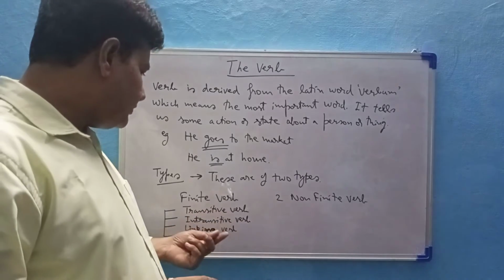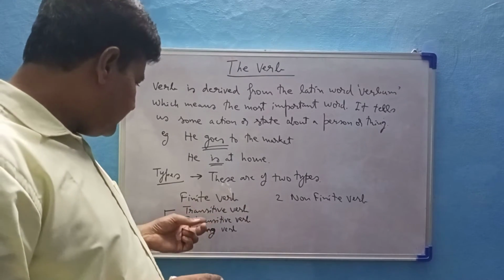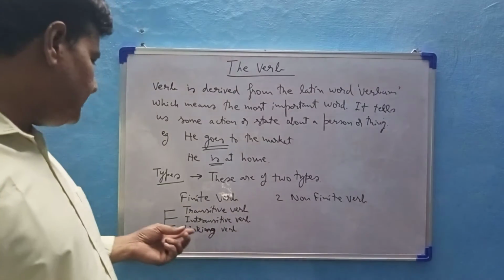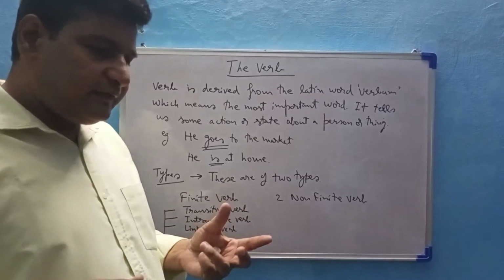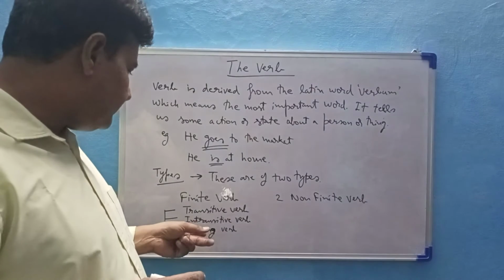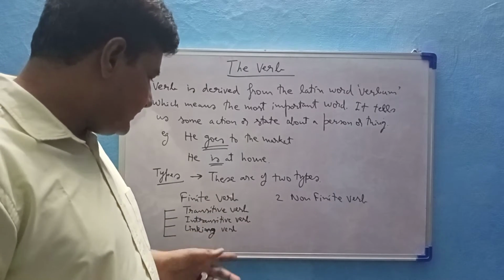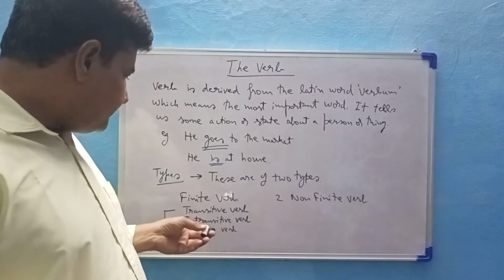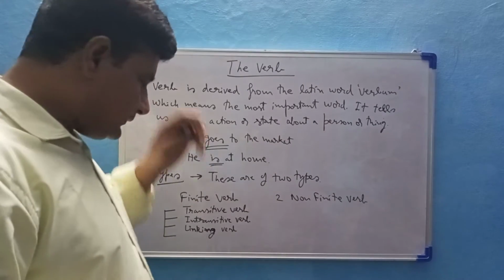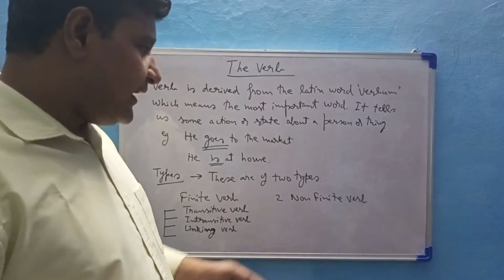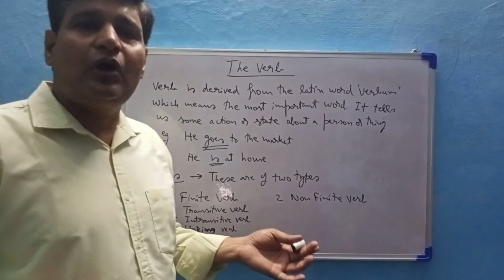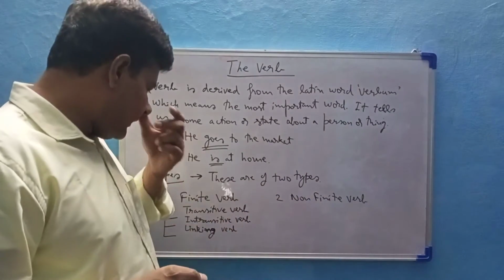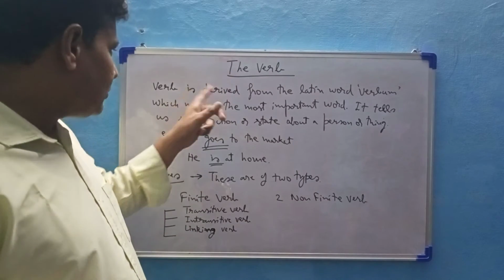Transitive verbs are those verbs which have some object. Then intransitive verbs and linking verbs. Linking verbs are those verbs which take some complement for completion of the meaning of the sentence. And intransitive verbs are without any object, they don't take any object for their meaning. About the non-finite verb, we have already understood what non-finite verbs are. Before we proceed further, we will have a quick revision.